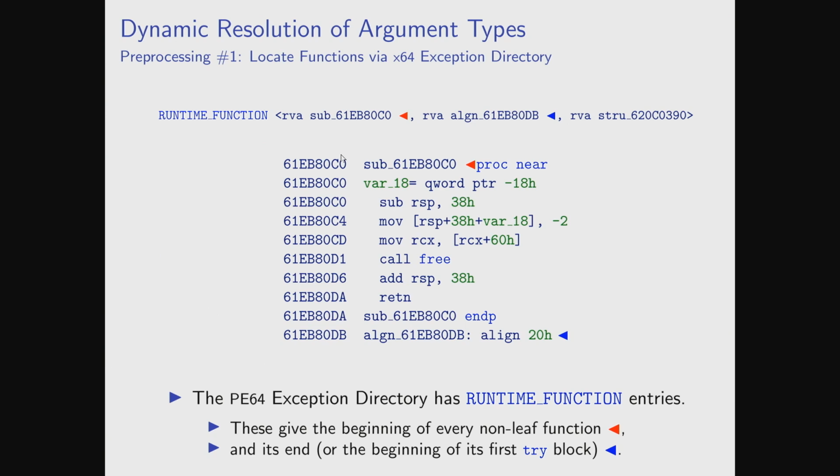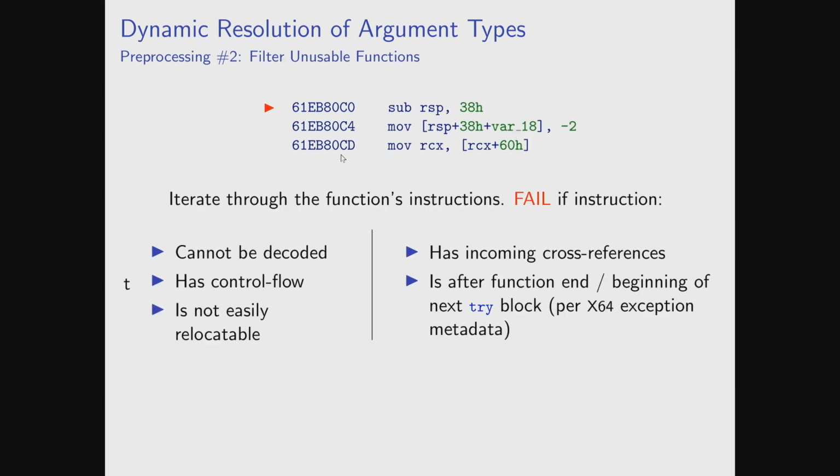So I chose to go x64 specific on this for simplicity on my part. The x64 exception metadata gives you the addresses of all of the functions within the binary. This is a change from the 32-bit Windows environment, so it tells you where the function begins as well as where its first region is, like its first try block, or the end of it if there is none. So then I just filter out functions that I'm interested in.